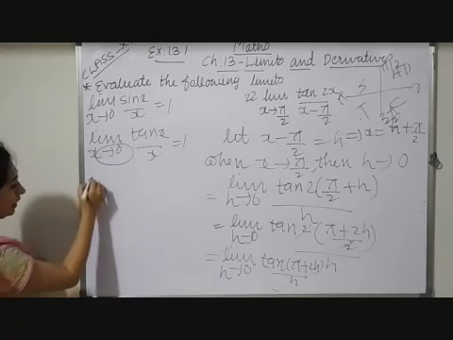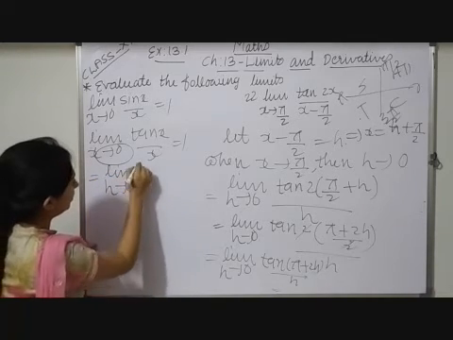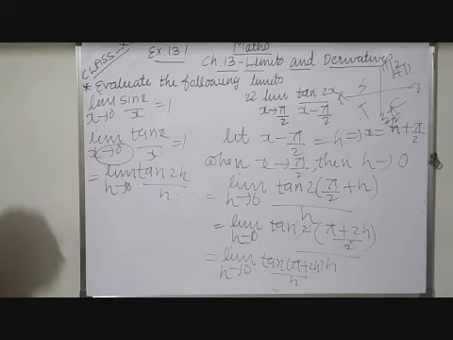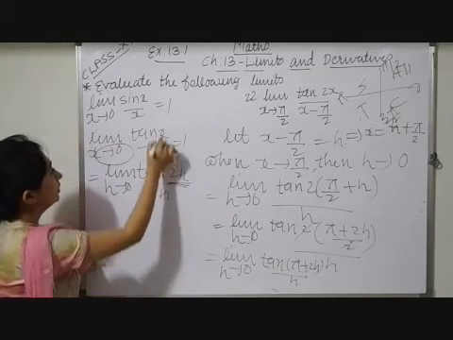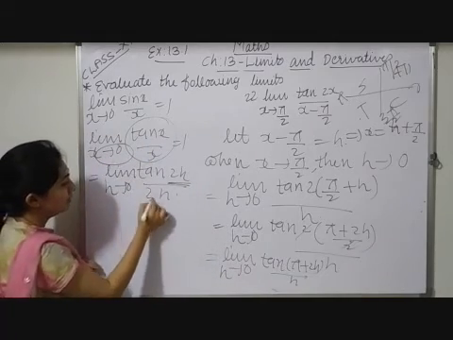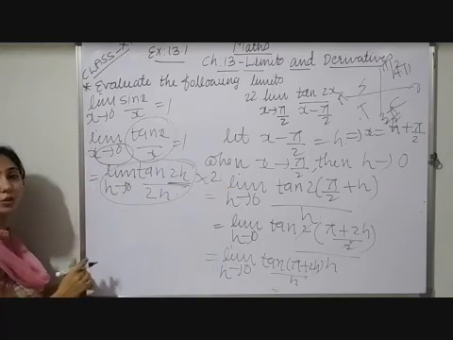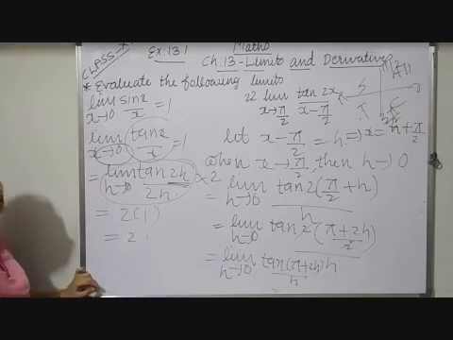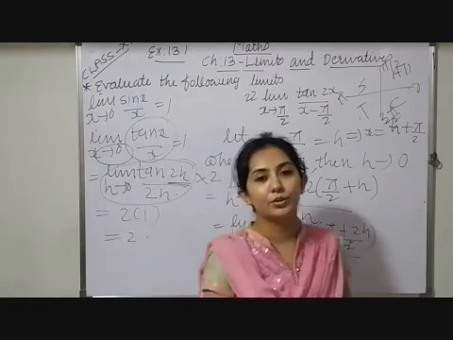So here we will get limit h tends to 0 of tan 2h upon h. Now here observe your angle is 2h. To convert into this form I have to multiply and divide by 2. Now you may observe this value is going to be 1. So 2 into 1 is equal to 2. This is the solution of the given question. Children, hope the solution is understood by you. Thank you.